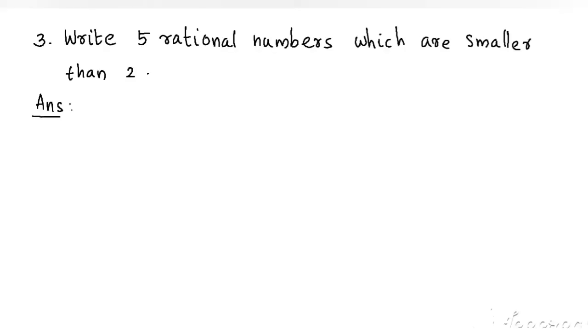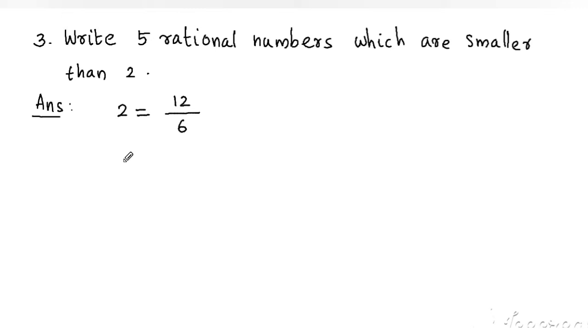The third problem is: write 5 rational numbers which are smaller than 2. So we can first rewrite 2 in any form. We can write 2 as 12 by 6, or 14 by 7. So here I am writing 2 as 12 by 6. Then you can see there are so many numbers which are less than 12 by 6.